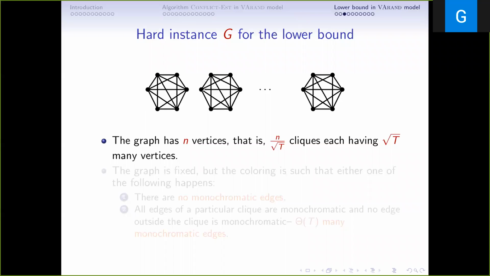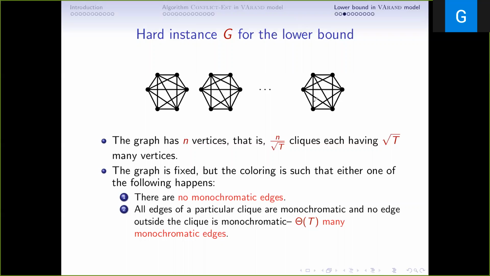The hard graph instance has n vertices partitioned into n by root t parts. Each partition has root t vertices, and each partition forms a clique. So there are n by root t cliques, each of size root t. So in the hard instance, the graph is fixed. The graph is not getting changed, but the coloring on the vertices is such that it satisfies one of the following: either the input graph, which is fixed, has no monochromatic edges, or it has omega t many monochromatic edges.